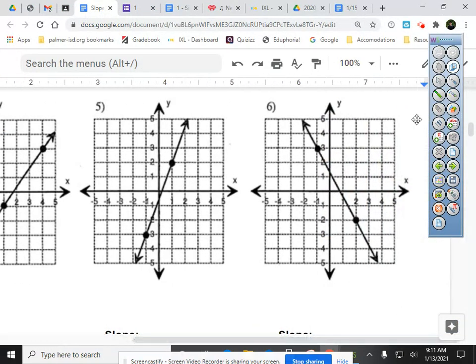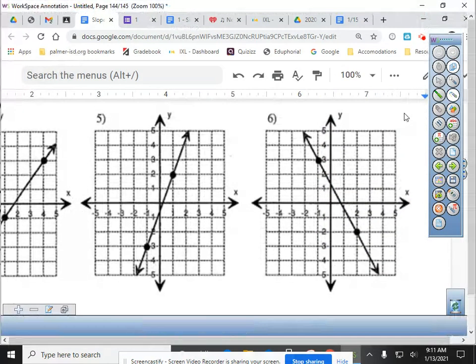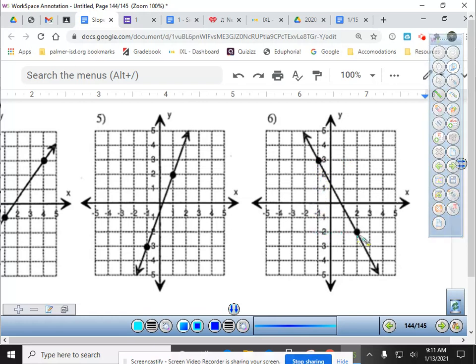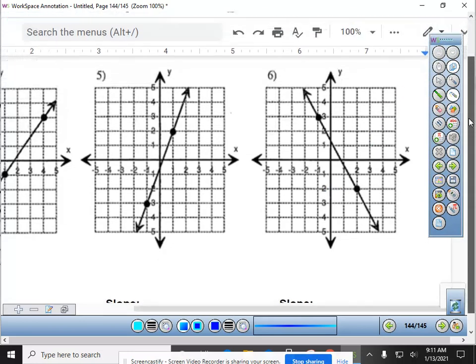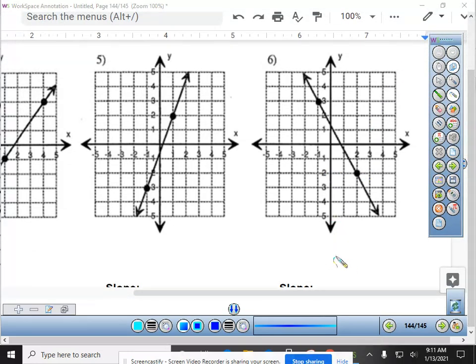Number 6, positive or negative? Negative. Oh, it's going down. It is negative. What is it? Negative over 3. I got that one right.